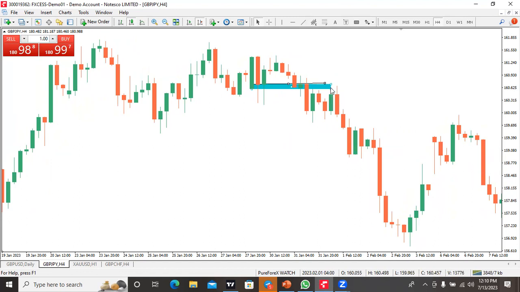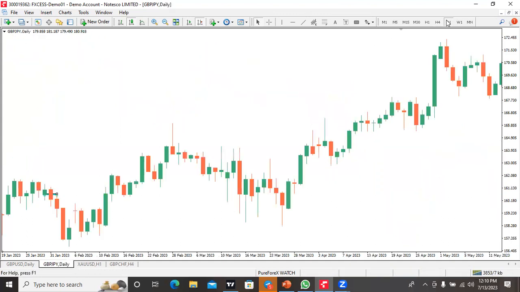All right, so we mark it. Then we wait for price to come back here. Then we sell. So what are you going to do once you find a setup like this? Once you mark it like this, the next step is to look for confirmation in a higher time frame, right? So let's look out for confirmation.